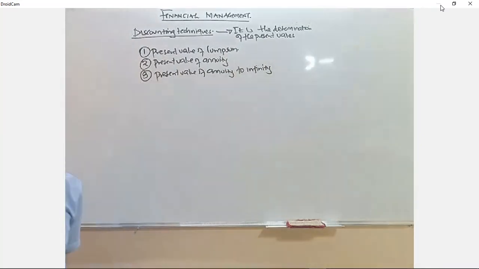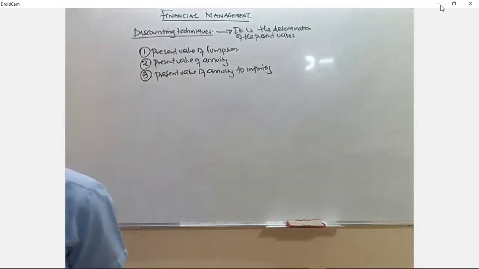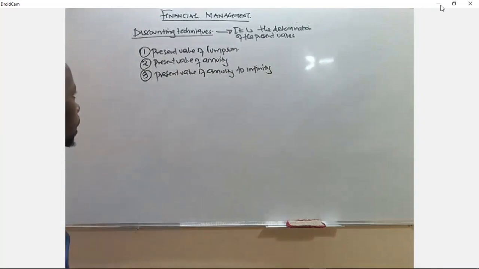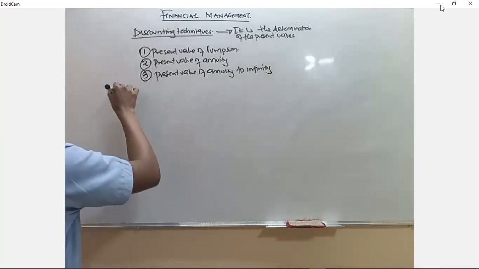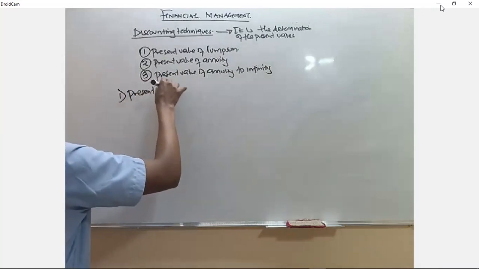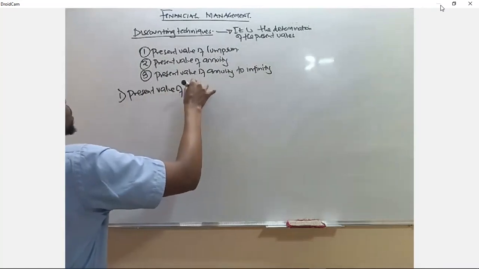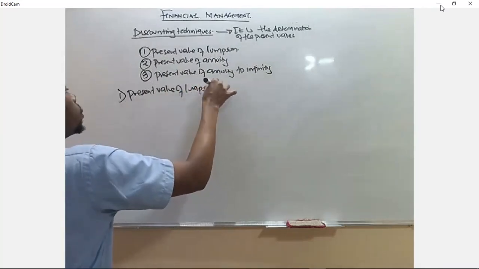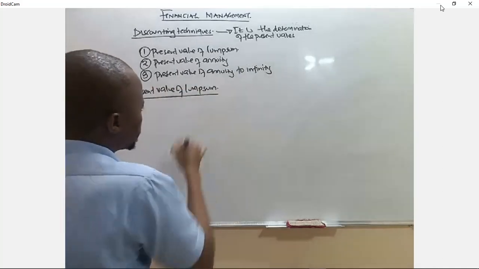Annuity to infinity. We normally have only three. So in this case, we have to be looking on deriving the formula for the first one, because we are going to be starting with the present value of lump sum. So how are we going to be deriving our formula here?